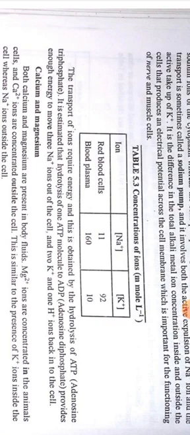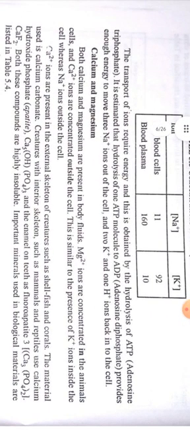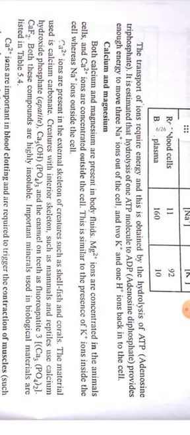Red blood cells: sodium ion 11 and potassium ion 92. Blood plasma: sodium ion 160 and potassium ion 10. The transportation of ions requires energy, and this is obtained by the hydrolysis of ATP, adenosine triphosphate. The hydrolysis of one ATP molecule to ADP, adenosine diphosphate, provides enough energy to move 3Na+ out of the cell and 2K+ and 1H+ ions back into the cell.